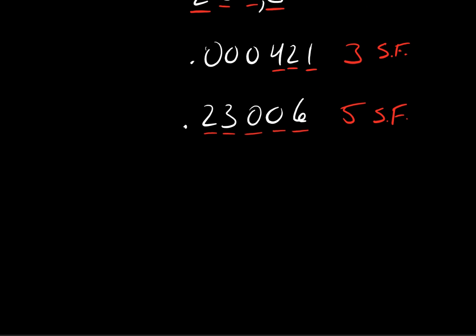Now looking back at that last one again, if I gave you 0.2300600, because of this decimal right here, these 2 last zeros would also be significant. They're trailing zeros with a decimal present. So we would have 1, 2, 3, 4, 5, 6, 7 sig figs. All right.